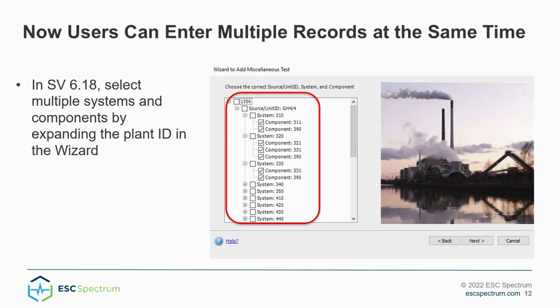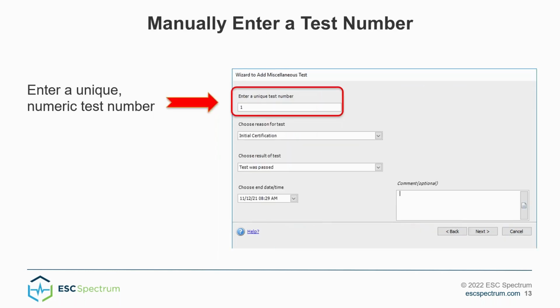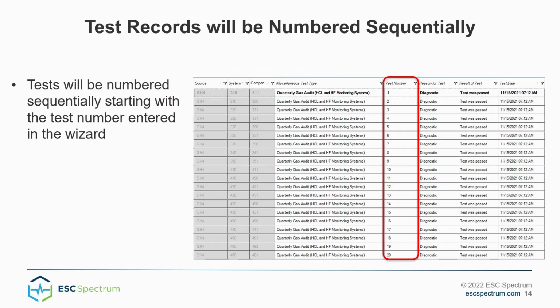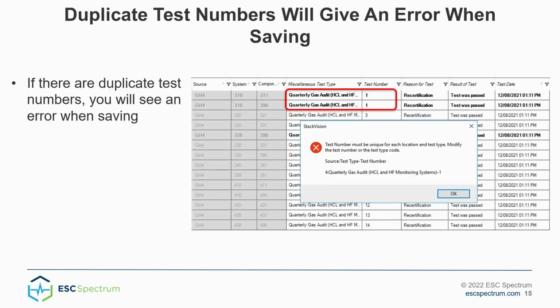In 6.18, users can select multiple systems and components in the wizard. Enter a unique test number, and tests will be numbered sequentially, starting with the test number that you entered in the wizard. Test numbers must be unique for each location and test type. And if there are duplicate test numbers, you'll see an error when you try to save.